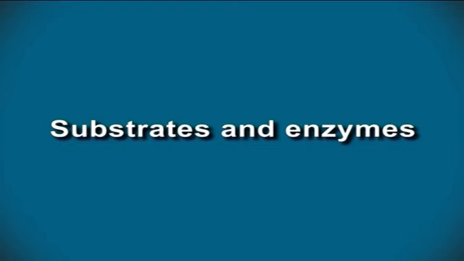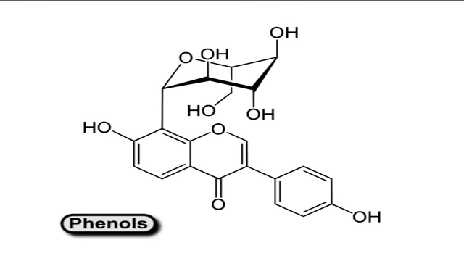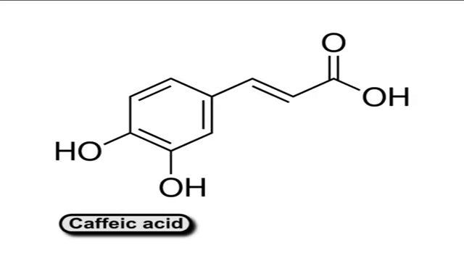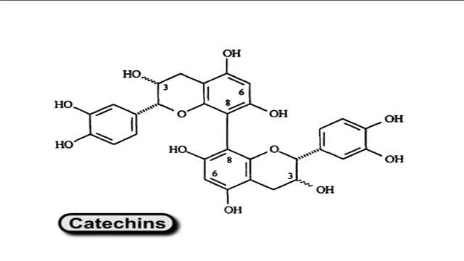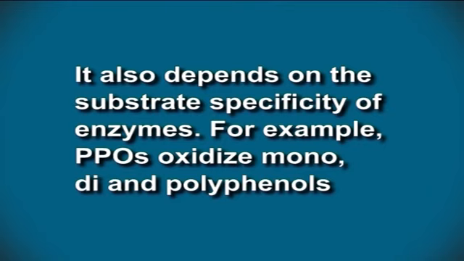Substrates and enzymes. The rate of browning reaction depends on the availability of substrates such as phenols, catechols, caffeic acid, chlorogenic acid and catechins. Availability of enzymes is important to convert them to secondary products. It also depends on the substrate specificity of enzymes. For example, PPOs oxidize mono, di and polyphenols.